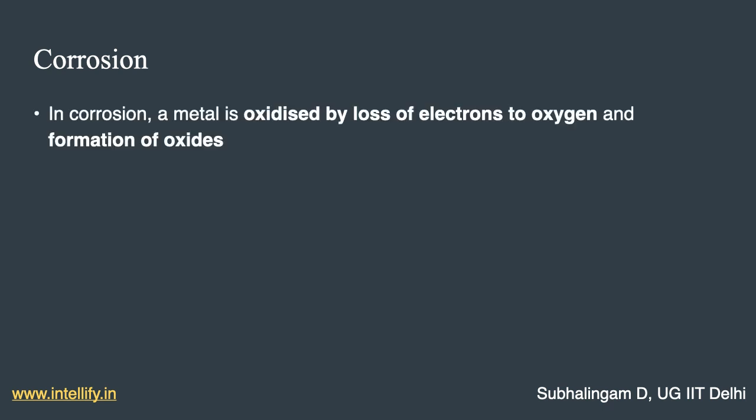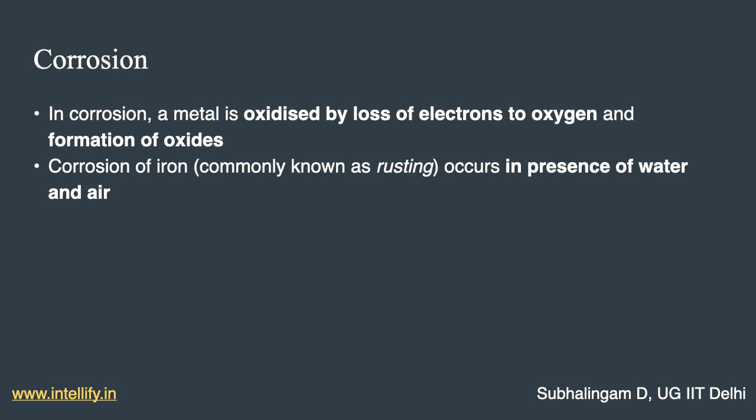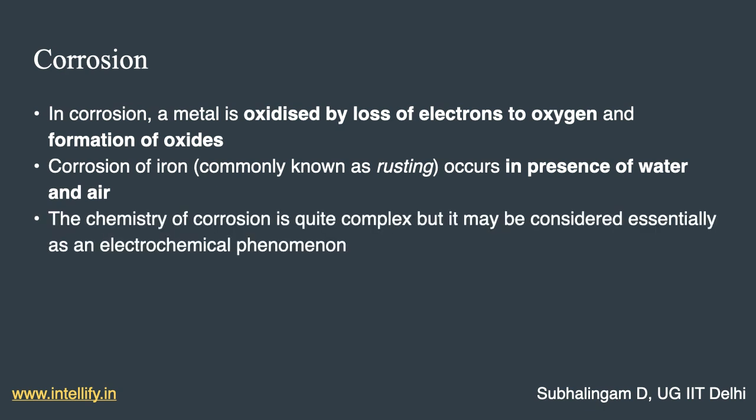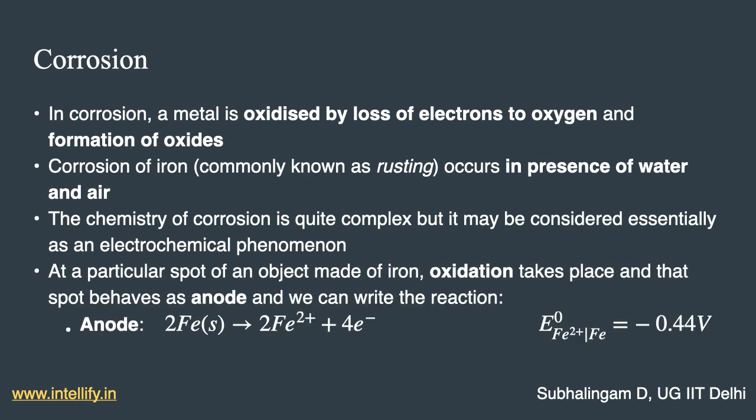In corrosion, a metal is oxidized by loss of electrons to oxygen and formation of oxides. Corrosion of iron, that is commonly known as rusting, occurs in presence of water and air. So when does corrosion of iron, that is rusting, happen? You need presence of air and water for it. The chemistry of corrosion is quite complex, but it may be considered essentially as an electrochemical phenomenon.